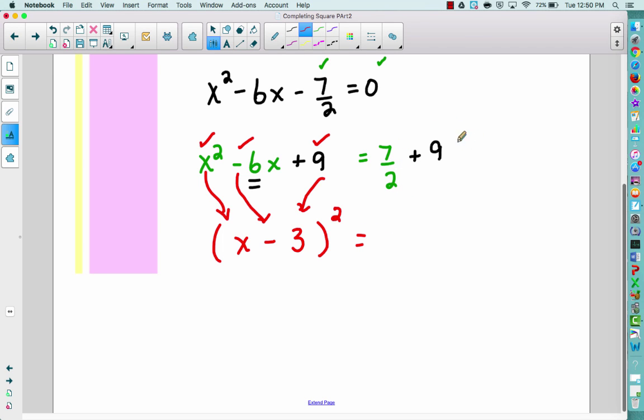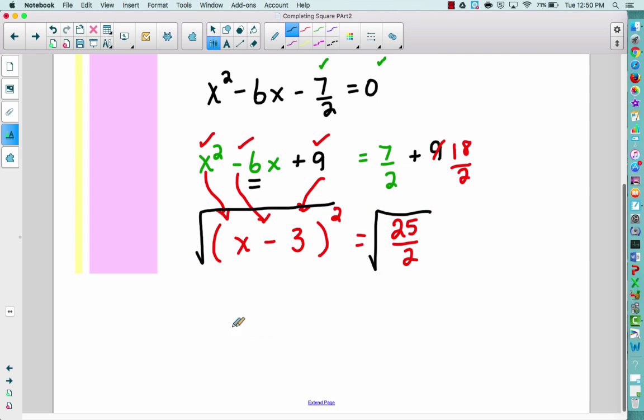Now we got to add 7 halves to 9. Now I'm going to ask you to leave them as fractions, not turn these into decimals. So 9 is actually 18 halves. And then if we add that together, we get 7 plus 18, which gives me 25 over 2. All right, so now it is ready for you to solve by taking the square root of both sides.